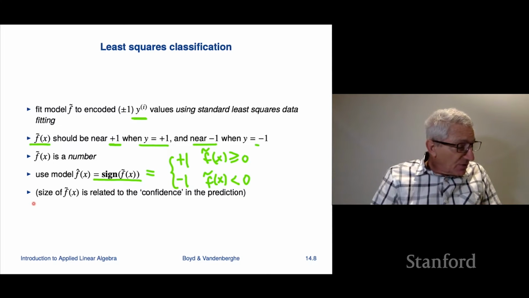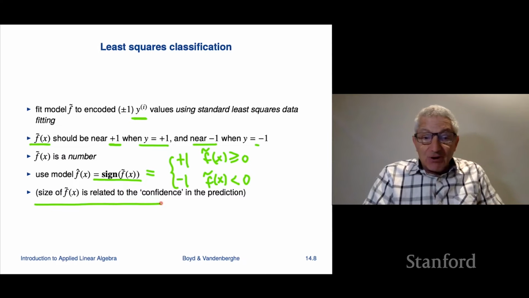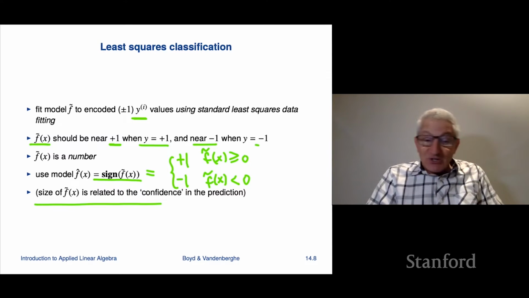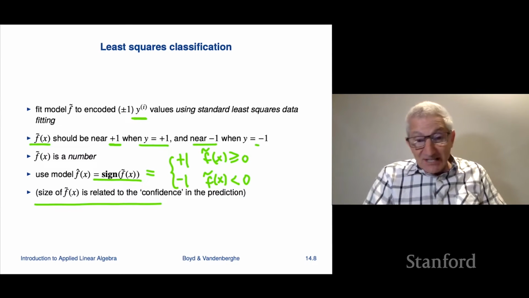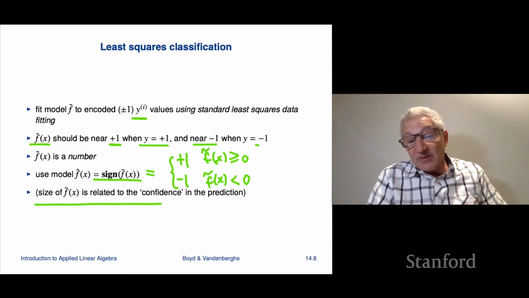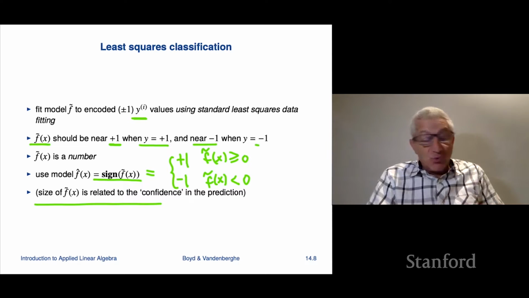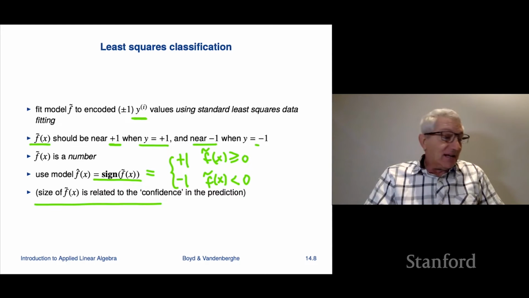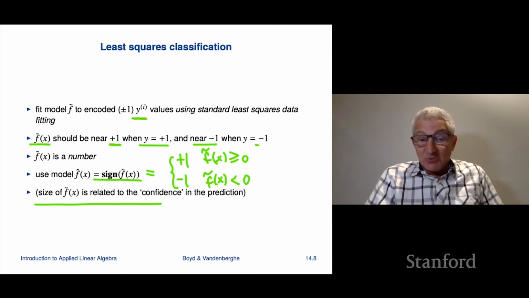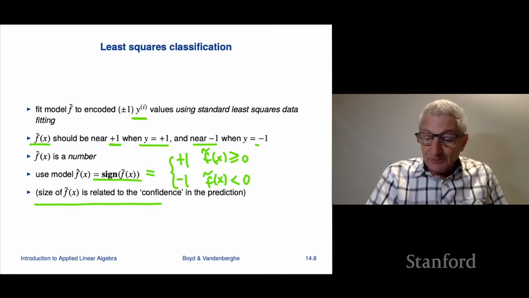You can even think of a couple of interesting things here. You can certainly interpret it that when f tilde is near 1, it's pretty confident it's plus 1. If it's near minus 1, it's pretty confident it's minus 1. If it's plus 0.01, it's basically saying, honestly, I don't know if it's plus 1 or minus 1, but if you force me to guess, I would guess plus 1.